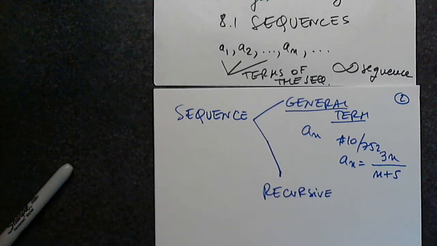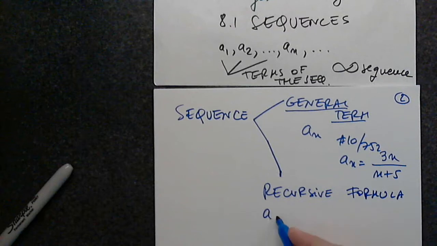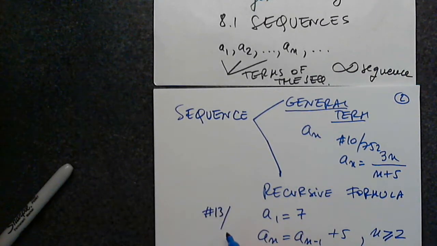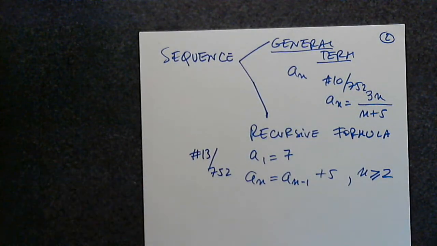it can be given to us as a recursive formula. So here is an example like that. A1 is 7, and an, the general term, is an minus 1, the previous term, plus 5, for n greater than or equal to 2, and I copied problem 13 on the same page. So let's talk about it one more time.